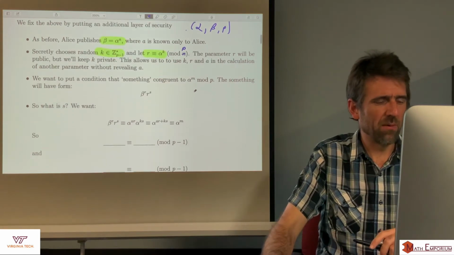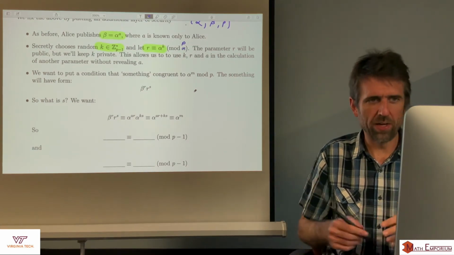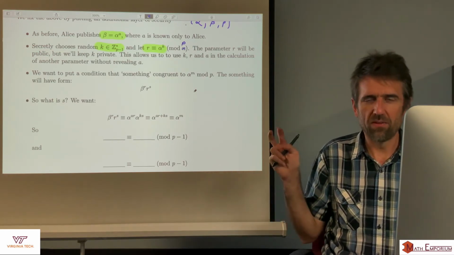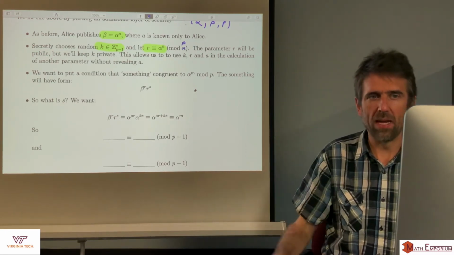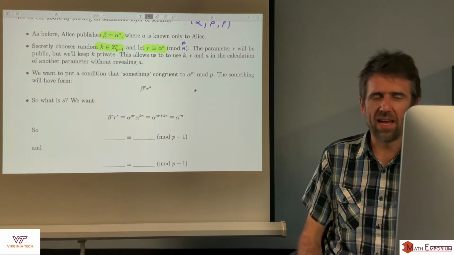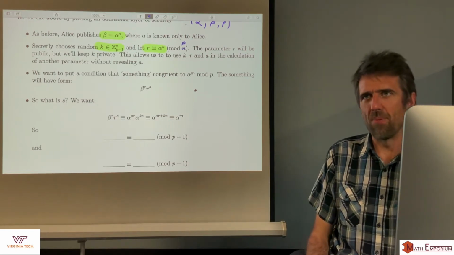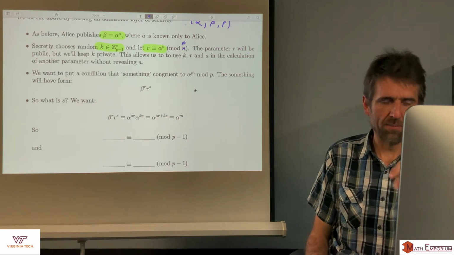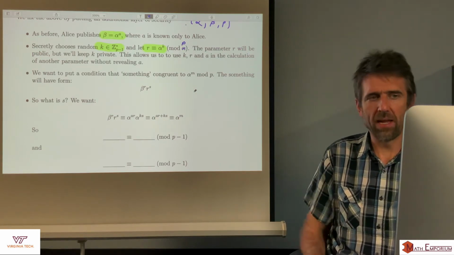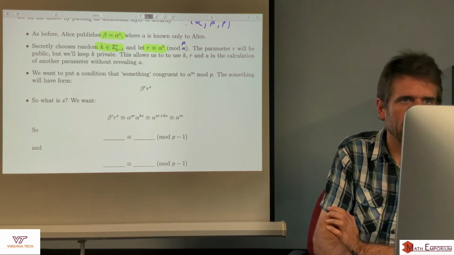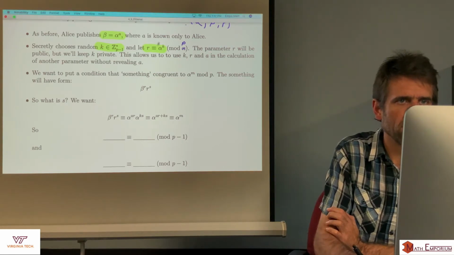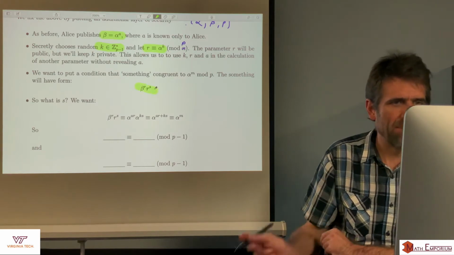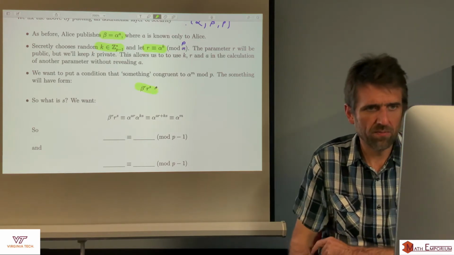All right, so the condition that we want to satisfy here is that we're going to put something congruent to alpha to the m mod p. Just like in our naive implementation where we had beta to the x being congruent to alpha to the m mod p. But again, this something here will be a little bit more complicated. So it's going to be beta to the r, r to the s.